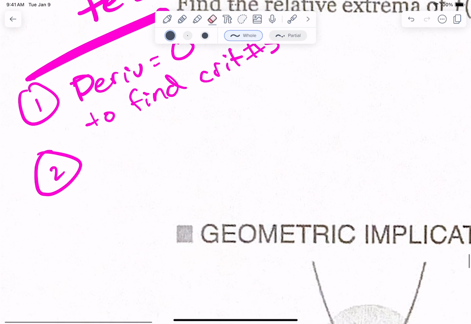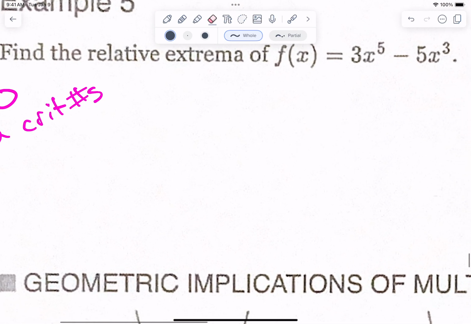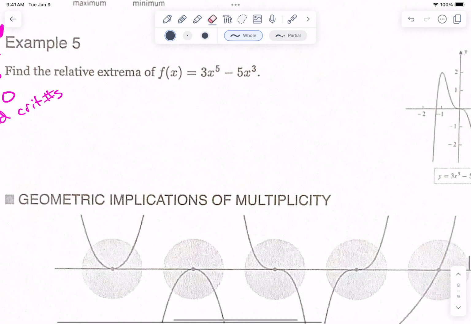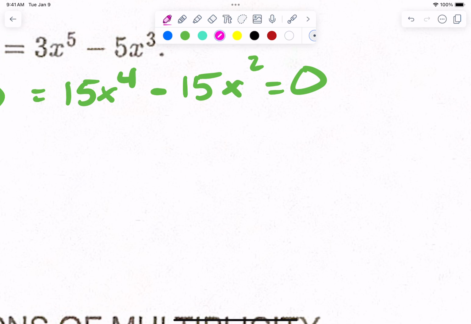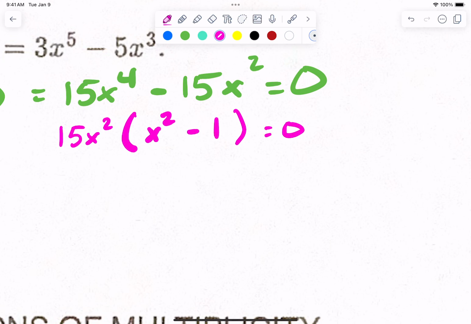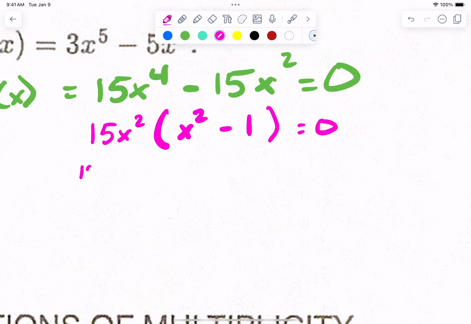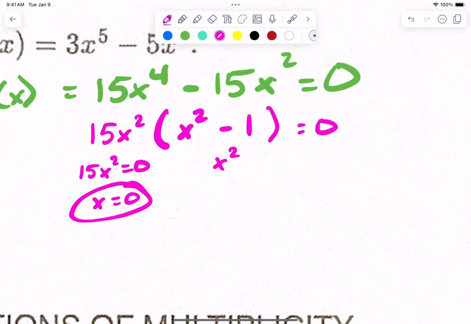All right, so here's the deal. We take the derivative. We set it equal to 0. First derivative: 15x to the fourth minus 15x to the second. I set it equal to 0. What shall we do? We're gonna take an x squared out. Pull out 15x squared. Left over is x squared minus 1. Now I set both pieces equal to 0. So 15x squared equals 0, so x equals 0. X squared minus 1 equals 0.